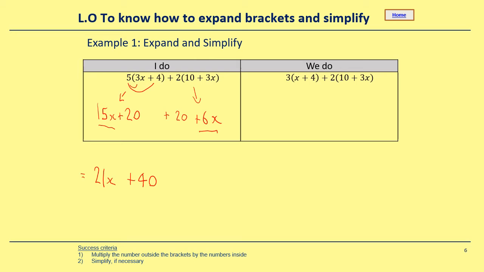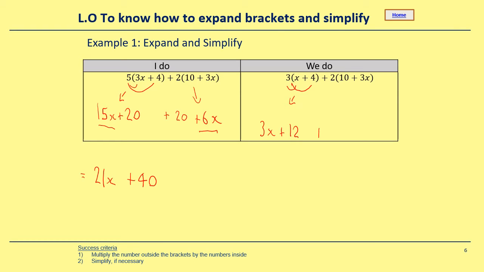Okay, so hopefully you've had a go at that. Again, expand both brackets, collect like terms to simplify, and then you'll get your answer. So 3 times x, 3 times 4. If I expand that first bracket, I get 3x plus 12. The 3x comes from 3 times x. The 12 comes from 3 times 4.